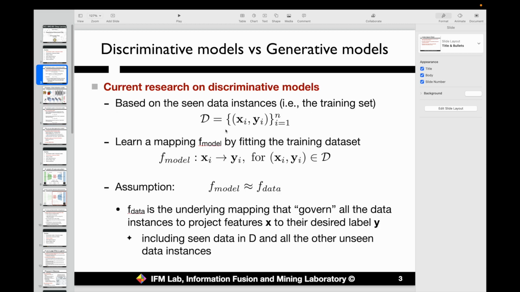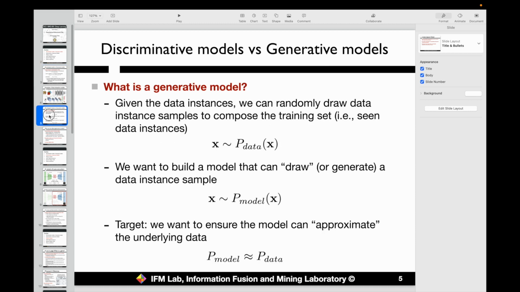Before, for the discriminative model, we want to ensure the model we learn by fitting the data set will be very similar to the true mapping governing the data set. Here, we are focused on building a model to generate some data instances, right? The generation process will be very similar to the join process we used to compile the training set before, right? We want to ensure that the distribution of the data instances will be very similar instead. They are very different, you can see, right?